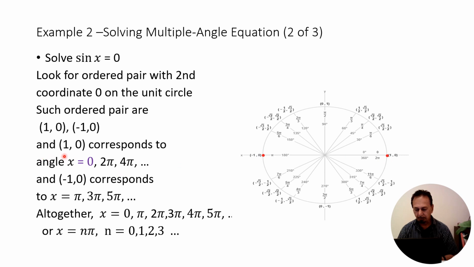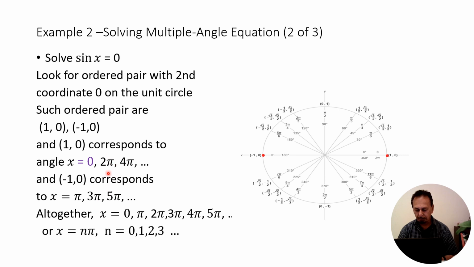And (1, 0) corresponds to angle 0, 2 pi, 4 pi, and so on. And the ordered pair (-1, 0) corresponds to angle pi and 3 pi and 5 pi and so on.